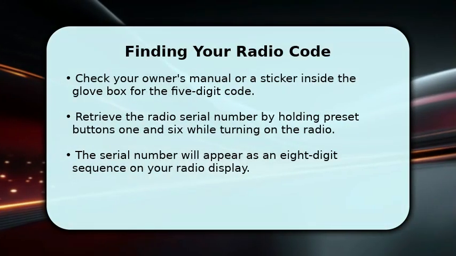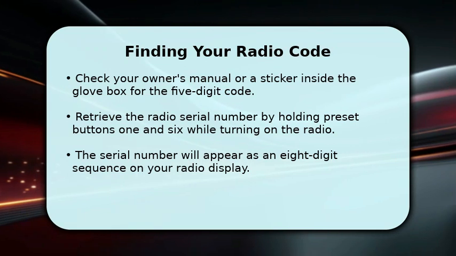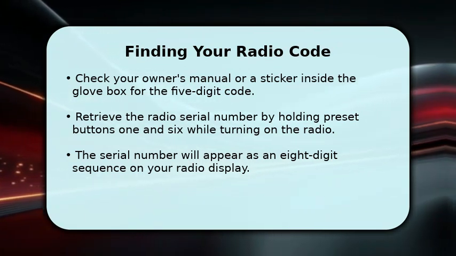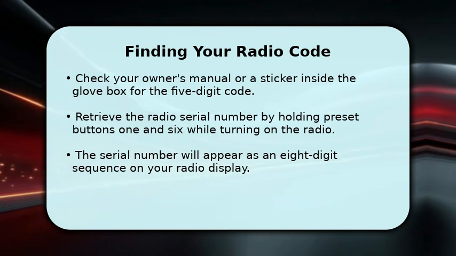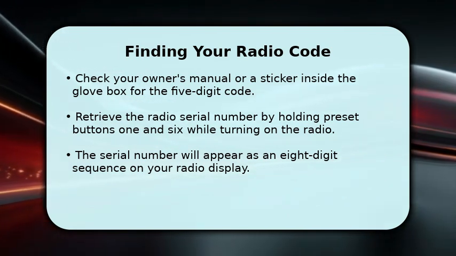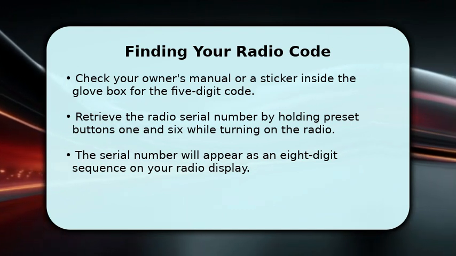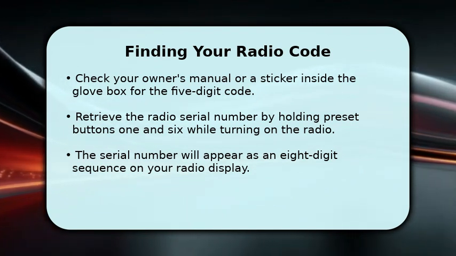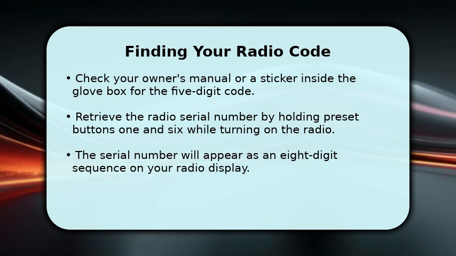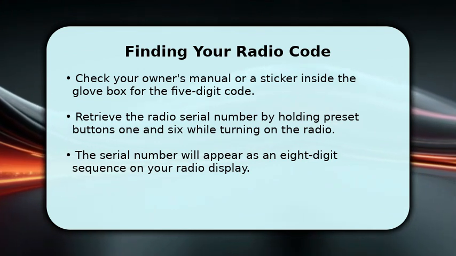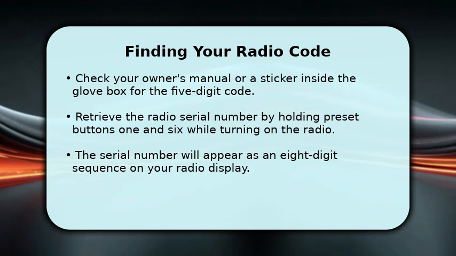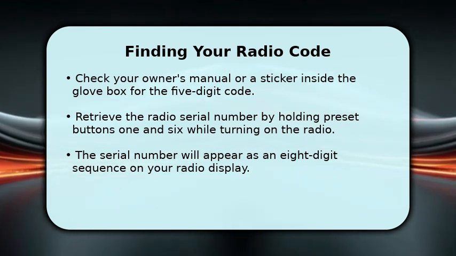To get your radio working again, you'll need its unique 5-digit anti-theft code. First, check your owner's manual or look for a small sticker inside your glove box. The code is often printed there. If you can't find it, you can retrieve your radio's serial number from the display. Turn the ignition to auxiliary, then press and hold preset buttons 1 and 6 while turning the radio on. An 8-digit serial number will appear, which you can use with your vehicle's identification number on the Honda website to obtain your specific radio code.